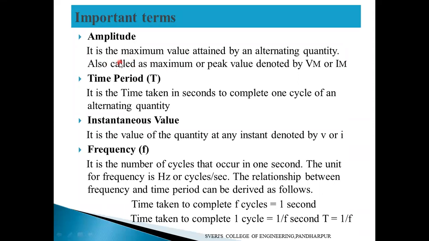It is the maximum value attained by an alternating quantity. In brackets write voltage or current. Full stop. Double inverted comma complete.